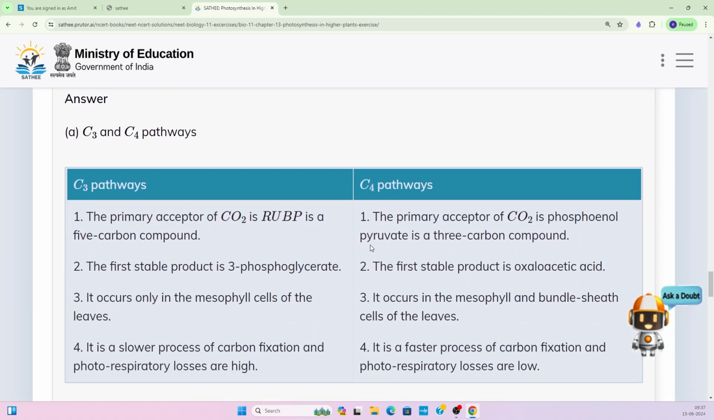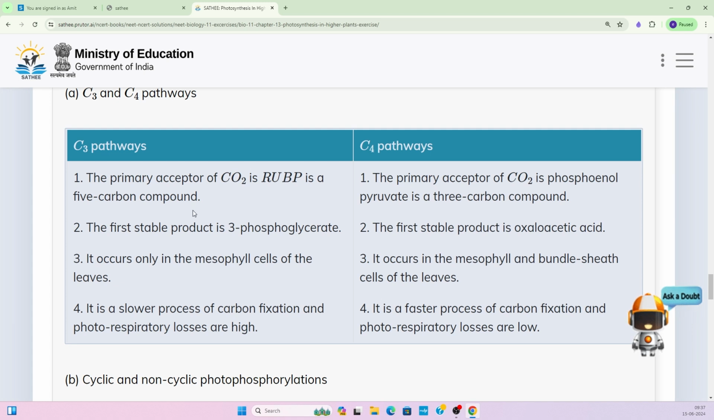So C3 and C4 pathway. Okay. The first difference is that the primary acceptor of CO2 is RuBP, ribulose bisphosphate, a 5-carbon compound, in the C3 pathway. That is the Calvin cycle, right? So the first acceptor of CO2 is RuBP, and that is a 5-carbon compound. And in the C4 pathway, the primary acceptor of CO2 is phosphoenolpyruvate, and it is a 3-carbon compound.